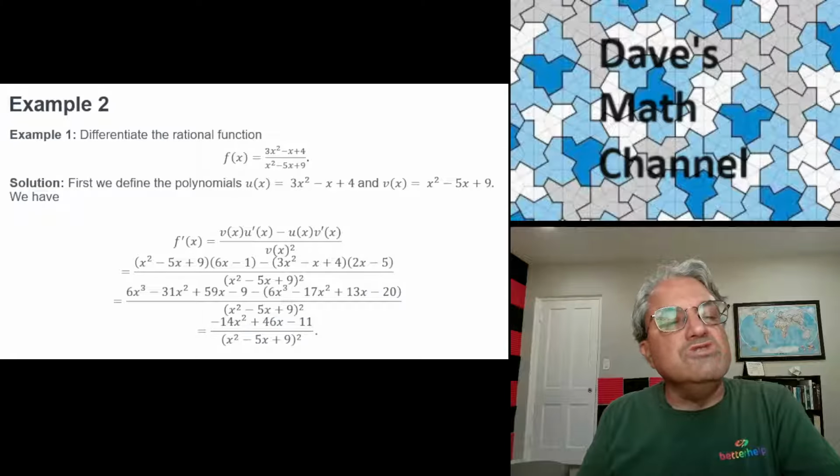And then for the linear terms, you get minus x times minus 5. That's plus 5x. And then you're going to get plus 4 times 2x. That's plus 8x. That's going to give you plus 13x. And finally, the last terms give you minus 20.